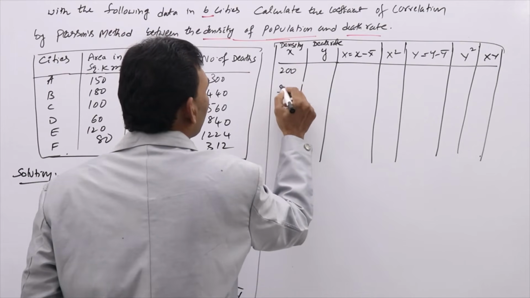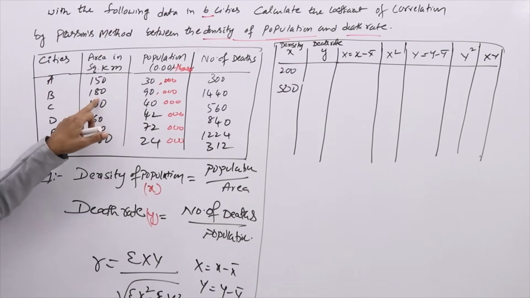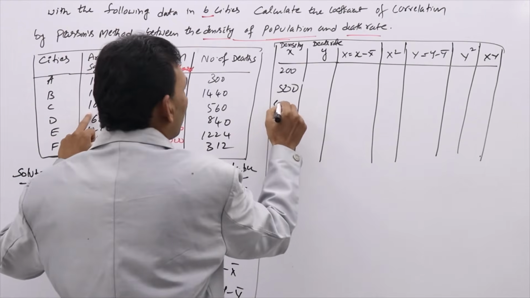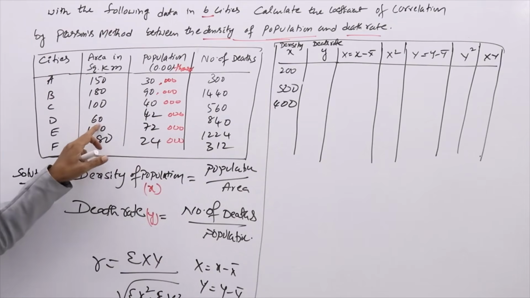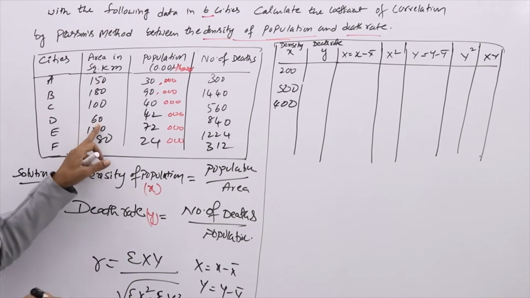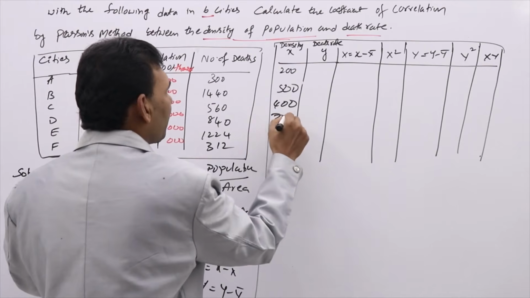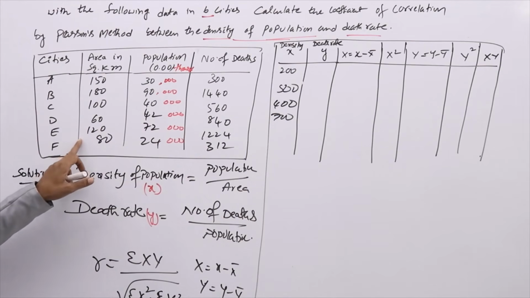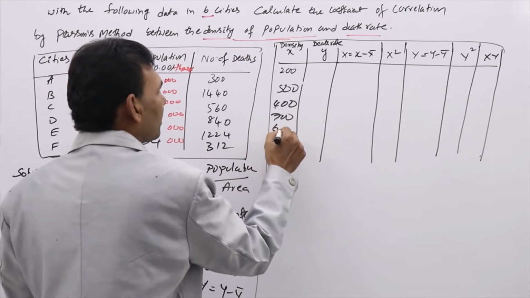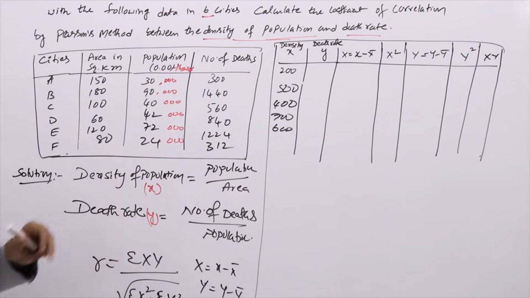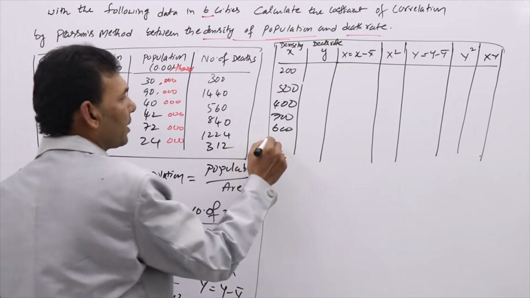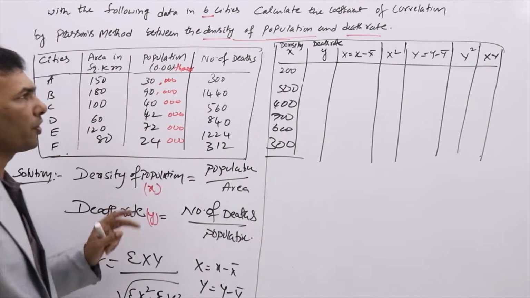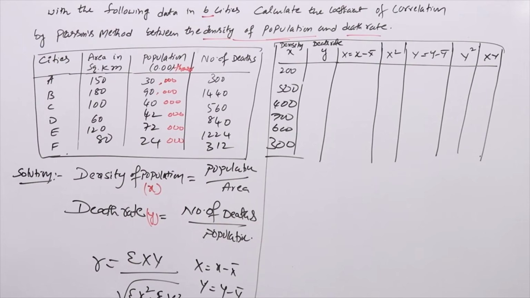200, 500, 90,000 by 180, next 40,000 by 100, clear, 400, 42,000 by 60 next, you will get 700, next 72,000 by 120, you will get 600, 44,000 by 80, you will get 300. Are you clear? The formula is very clear. Using that formula, we are going to evaluate.